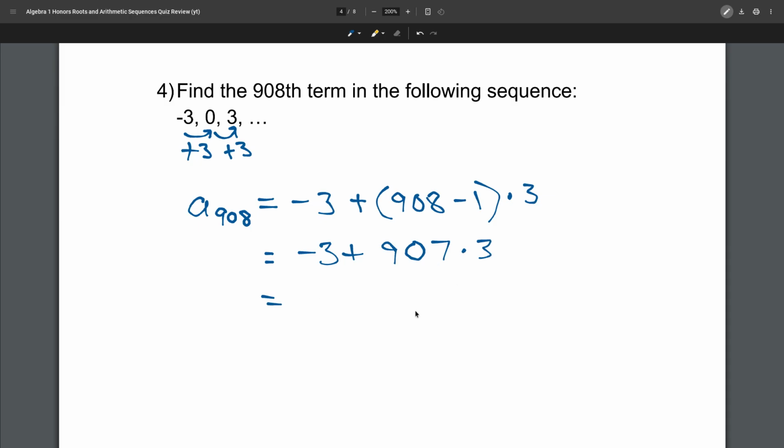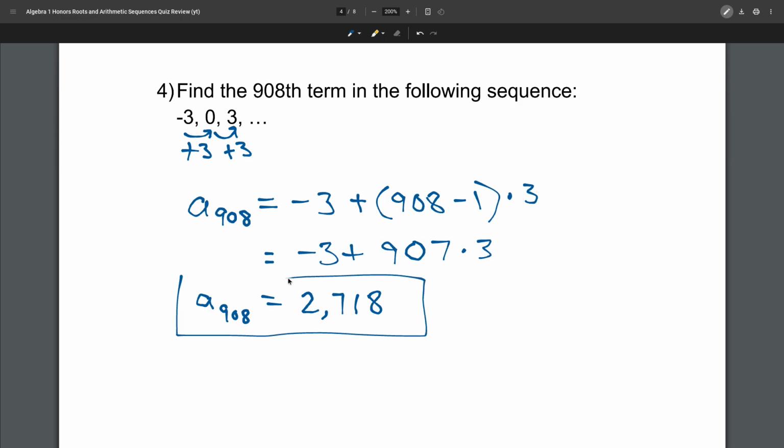All right, so if I do that out on my calculator, negative 3 plus 907 times 3, I get 2,718. And that's the 908th term. Okay, let's keep going.